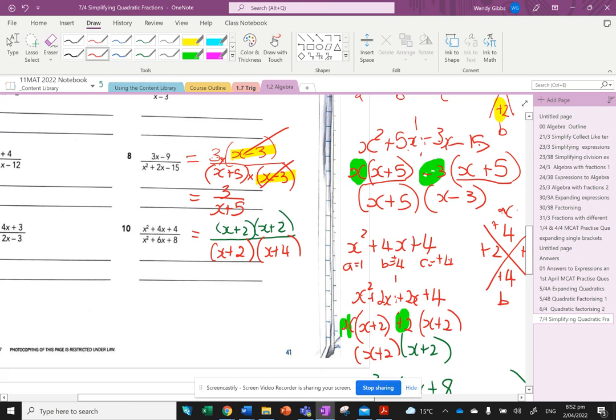Okay, and what do we notice? There's a secret times between these two. So we can do a cancelling of a whole bracket, and we have a repeated bracket. So x plus 2 divided by x plus 2 is 1, which leaves us with x plus 2 over x plus 4. And that's all.